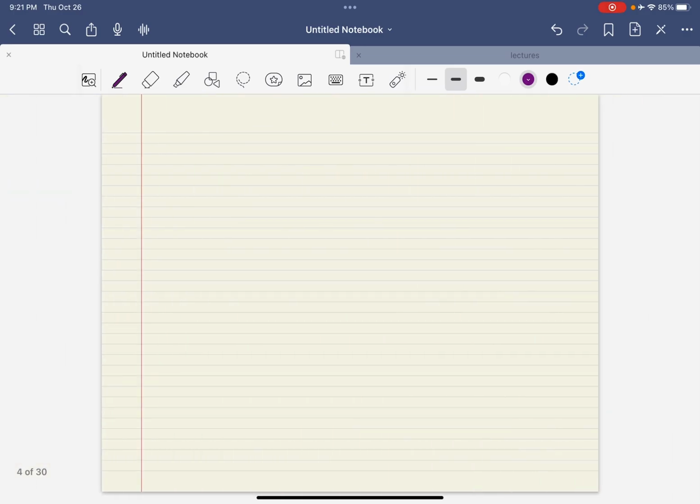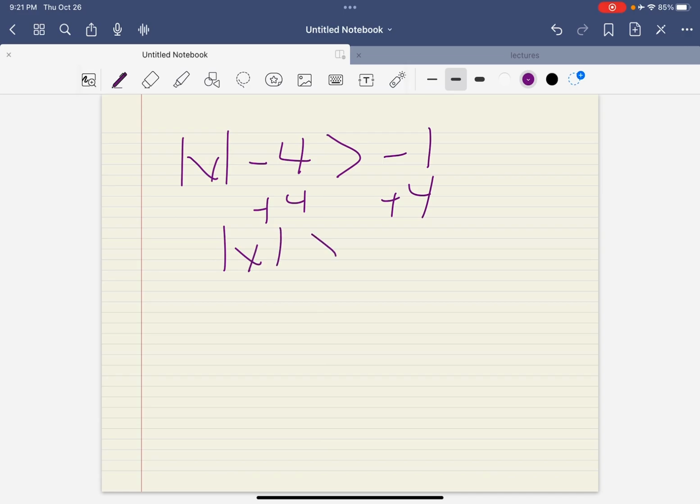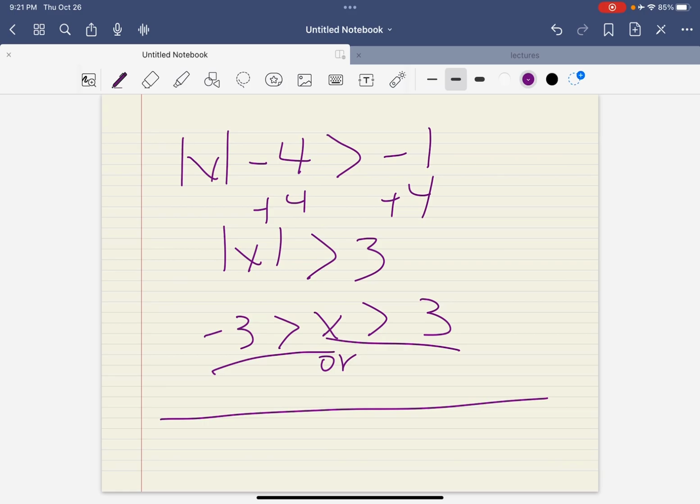Okay, the next one says absolute value of x minus 4 is greater than negative 1. So we have to add 4. Absolute value of x is greater than 3. So then we just have x is greater than 3. Copy that down. But you got to be careful because this says x is less than negative 3. So it's or x is this. So you put negative 3. Less than means it's an open dot, but the numbers less than that go this way. For positive 3, greater than 3, it goes this way.